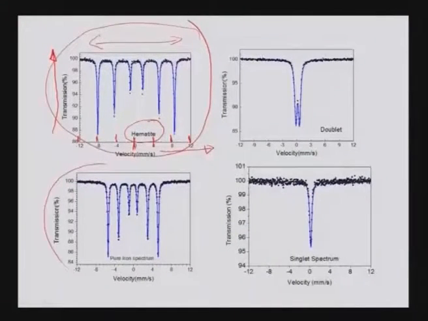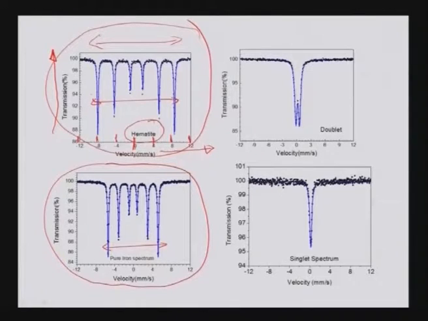Here also you have a 6-line spectrum, velocity versus transmission. Here also you have a 6-line spectrum, but the splitting is less; the width from the 1st line to the 6th line here is different.